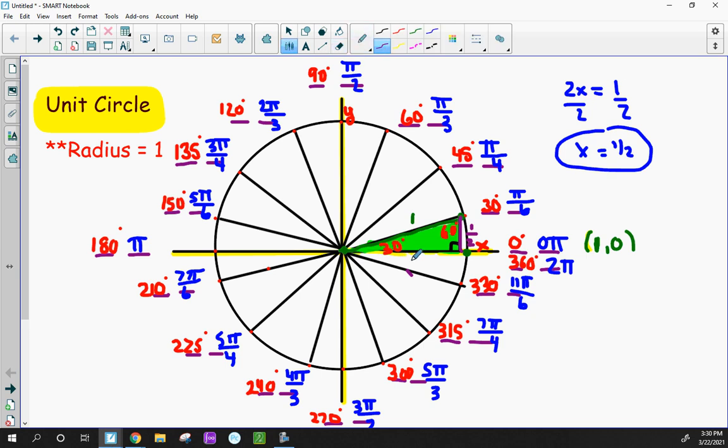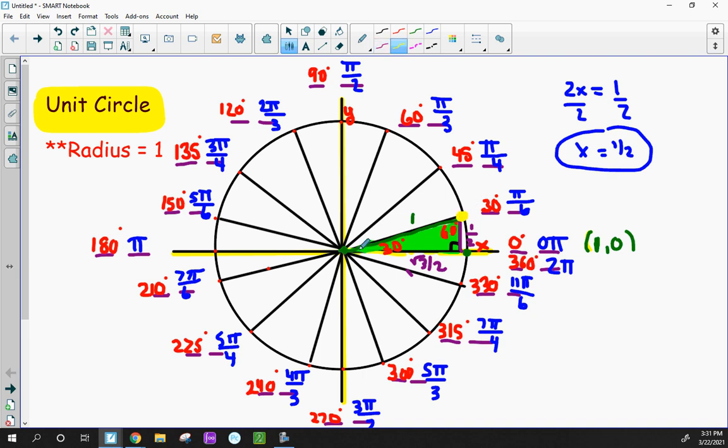Hopefully you followed me on where I got that from. So this one is radical 3 over 2. That means the distance from the center to this location, not to the circle, but to this location, is radical 3 over 2. The distance from this location to the circle is 1/2.